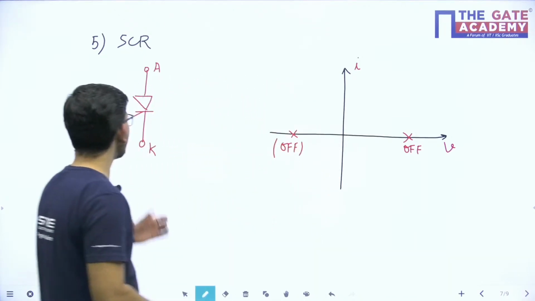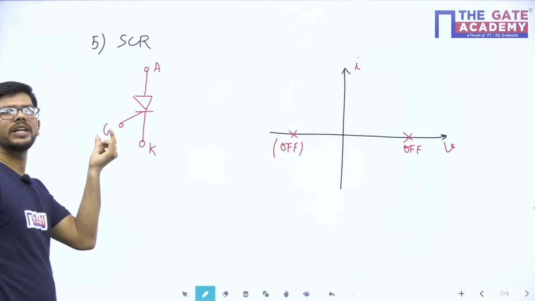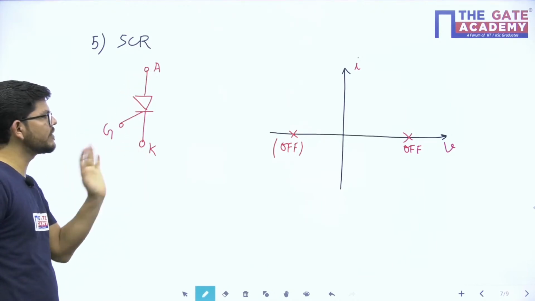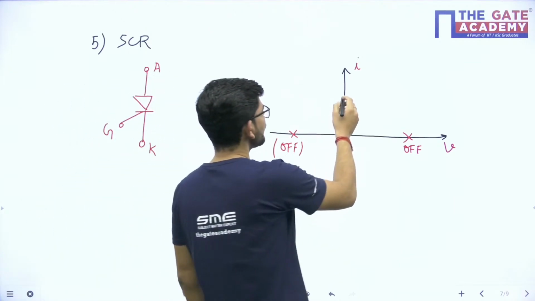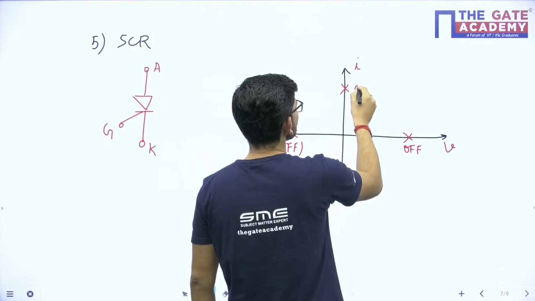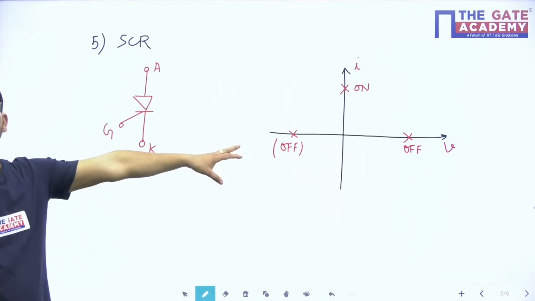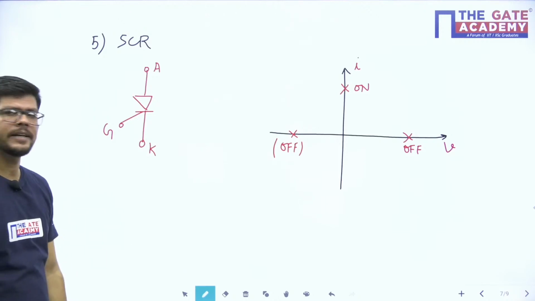It will not get turned on until and unless some signal is applied on the gate with anode positive and cathode negative. So when the gate signal is given, the device will be turned on. So this will be the characteristic, or the switch realization of SCR, isn't it?